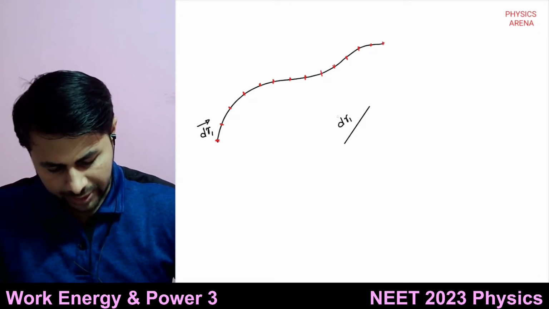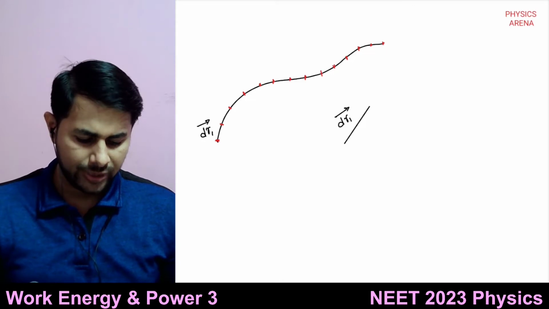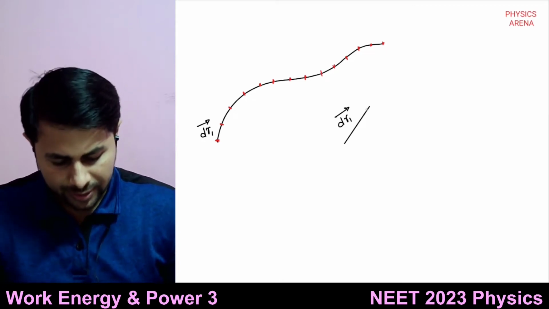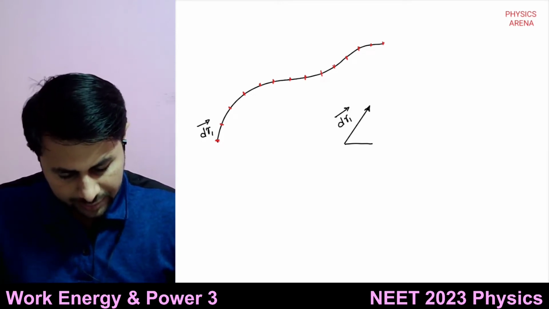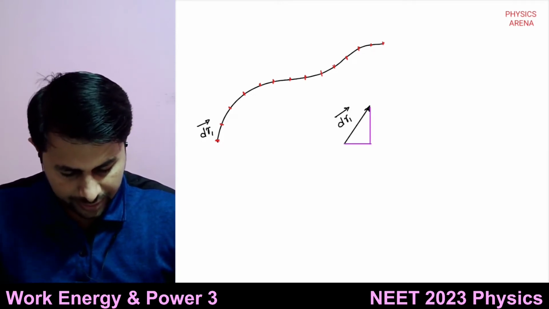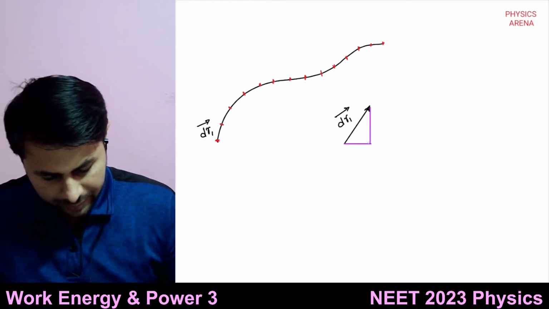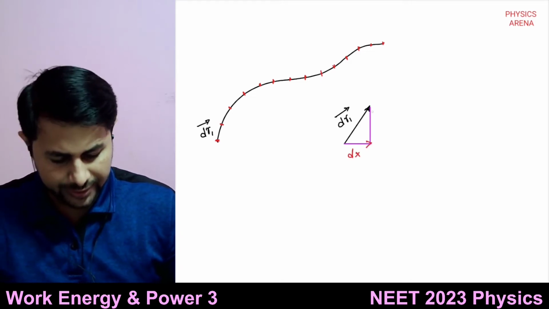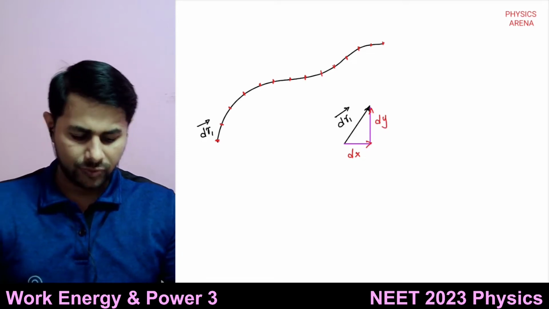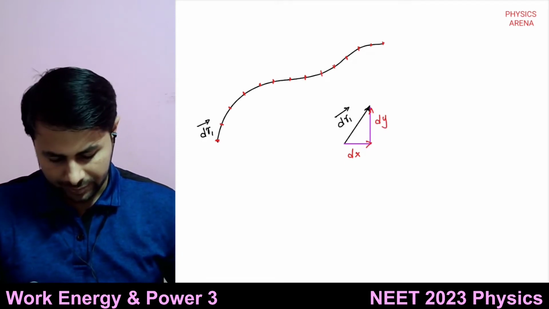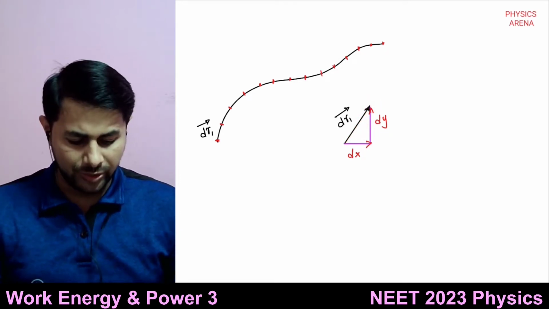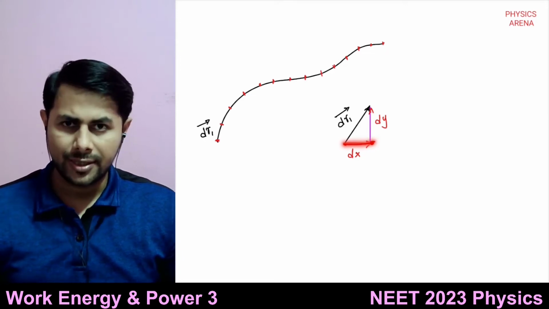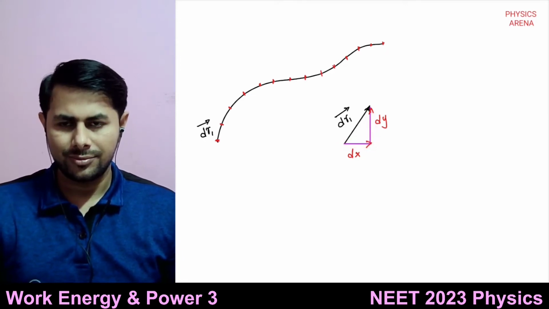Okay, this is dr1 bar. So now you can resolve this dr1 bar, this small displacement, along two components like this, one along the x-axis, one along the y-axis. Let's call it dx and this one is dy. So work done to move the object along dr1 bar is equivalent to work done in moving this object along dx and along dy, right? Yes, no?